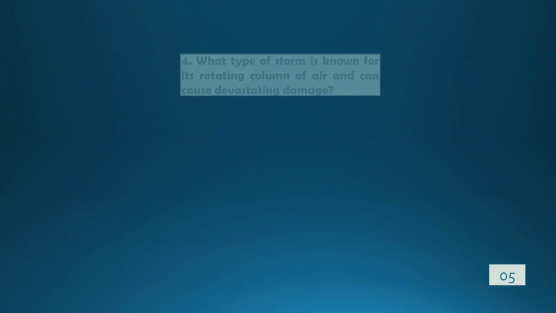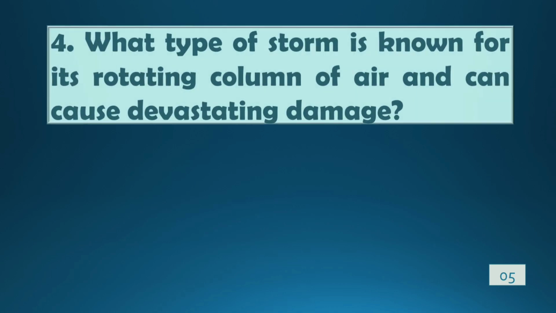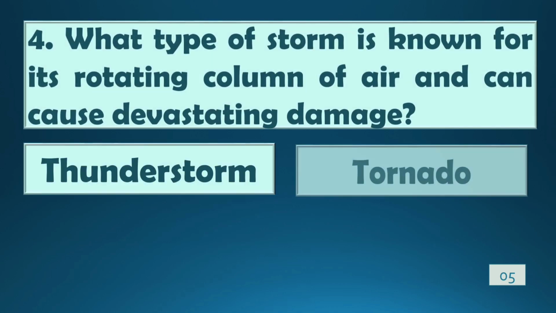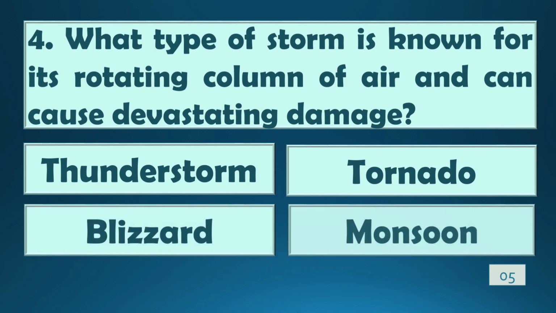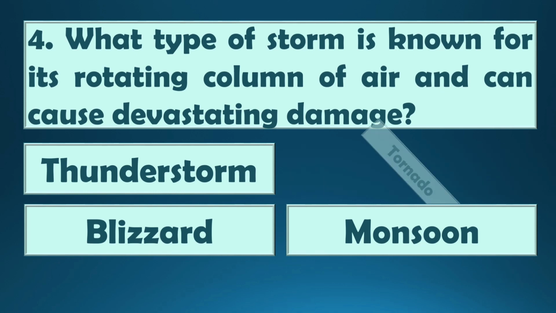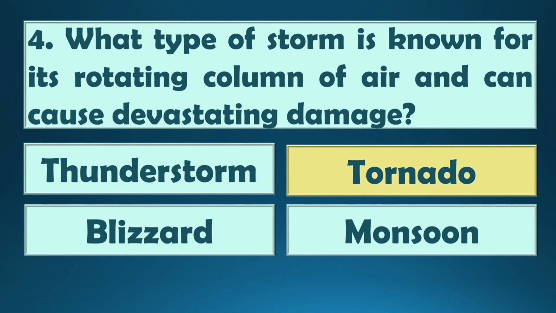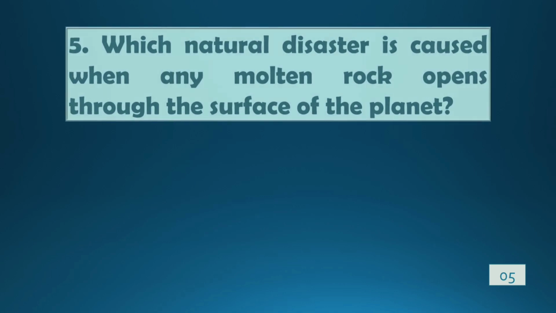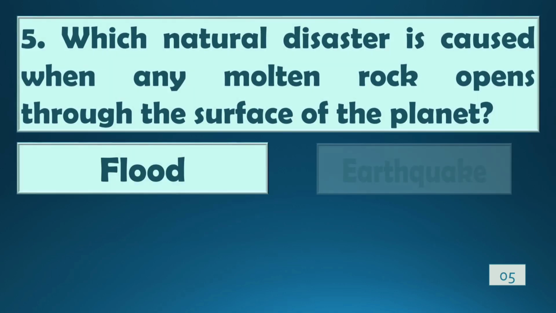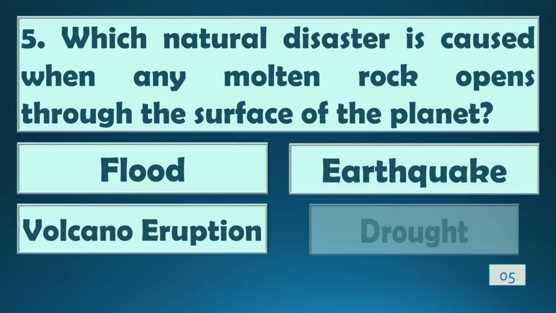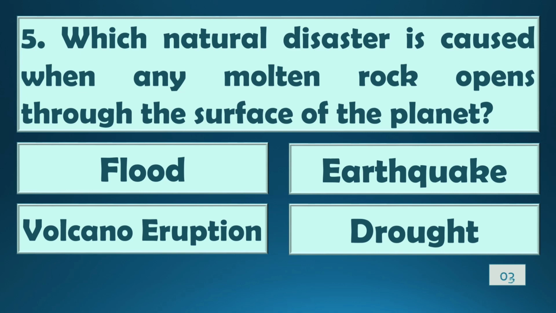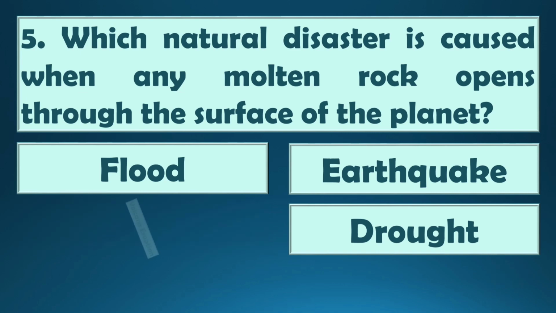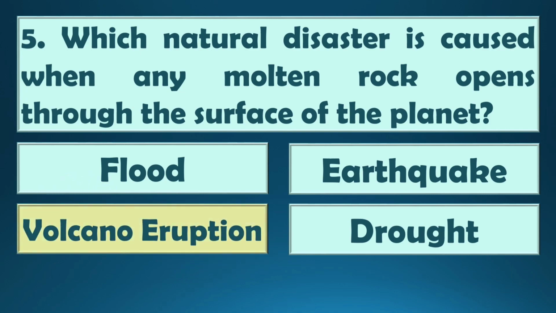What type of storm is known for its rotating column of air and can cause devastating damage? The right answer is option B. Which natural disaster is caused when any molten rock opens through the surface of the planet? The right answer is option C, volcano eruption.